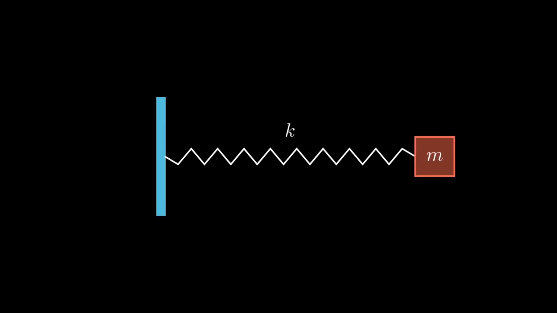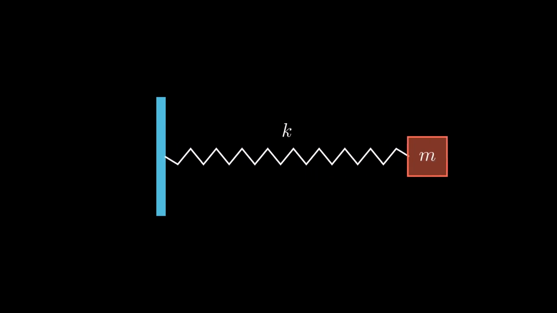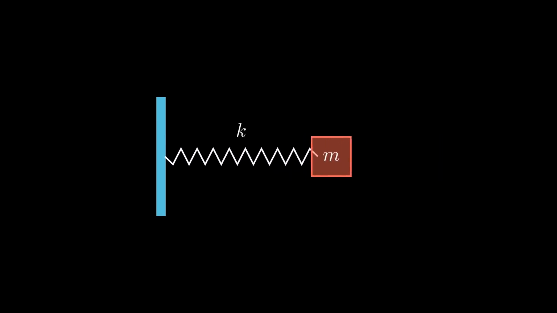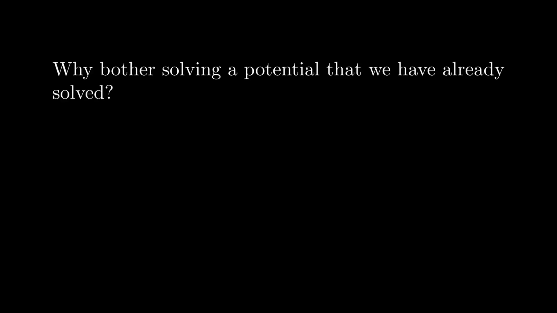In the last video, we derived the energy levels and eigenstates of the quantum harmonic oscillator, or QHO, using ladder operators. In this video, we will derive the QHO eigenstates and energy levels in an alternative fashion using analytic differential equation solving techniques. You may be wondering why we are bothering at all with this alternative approach.